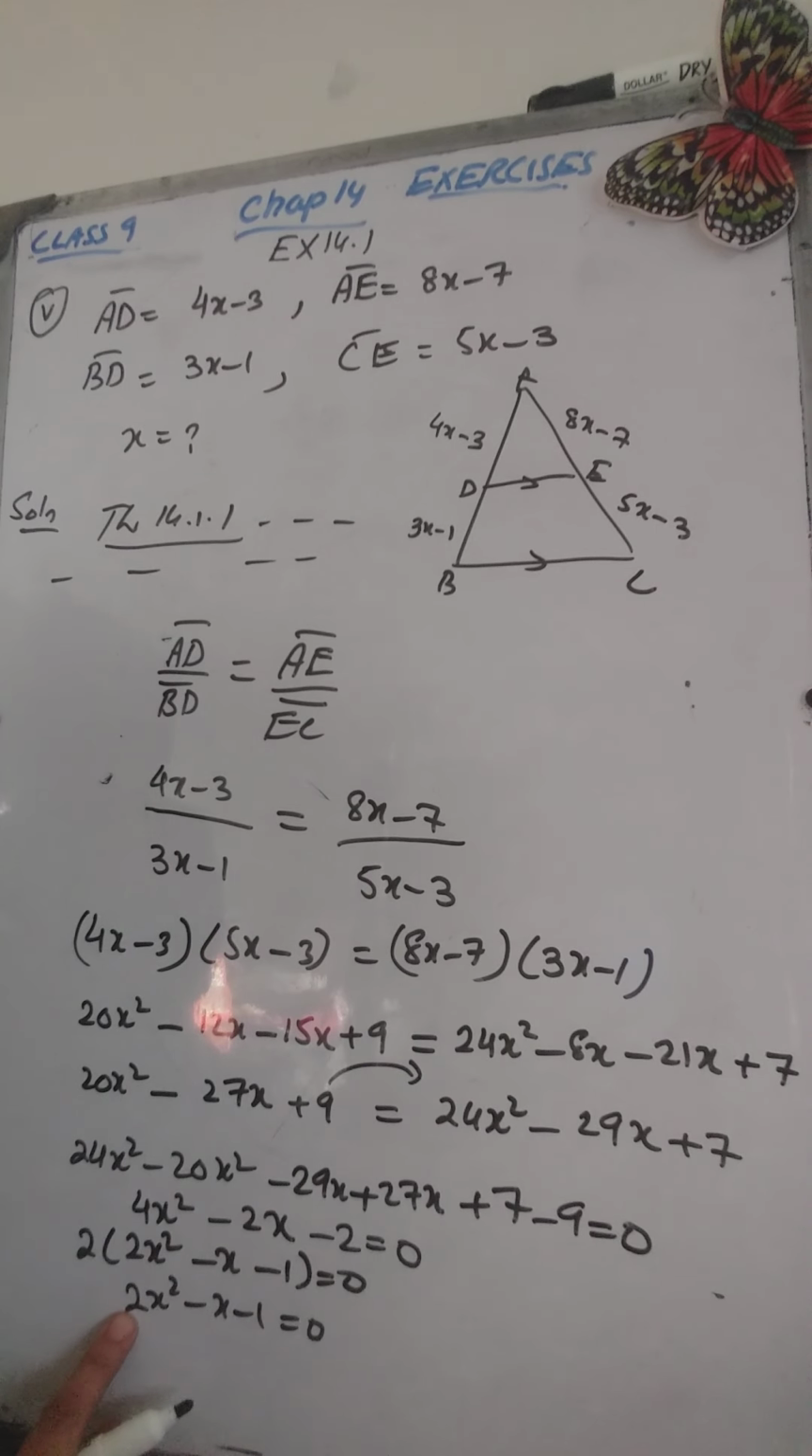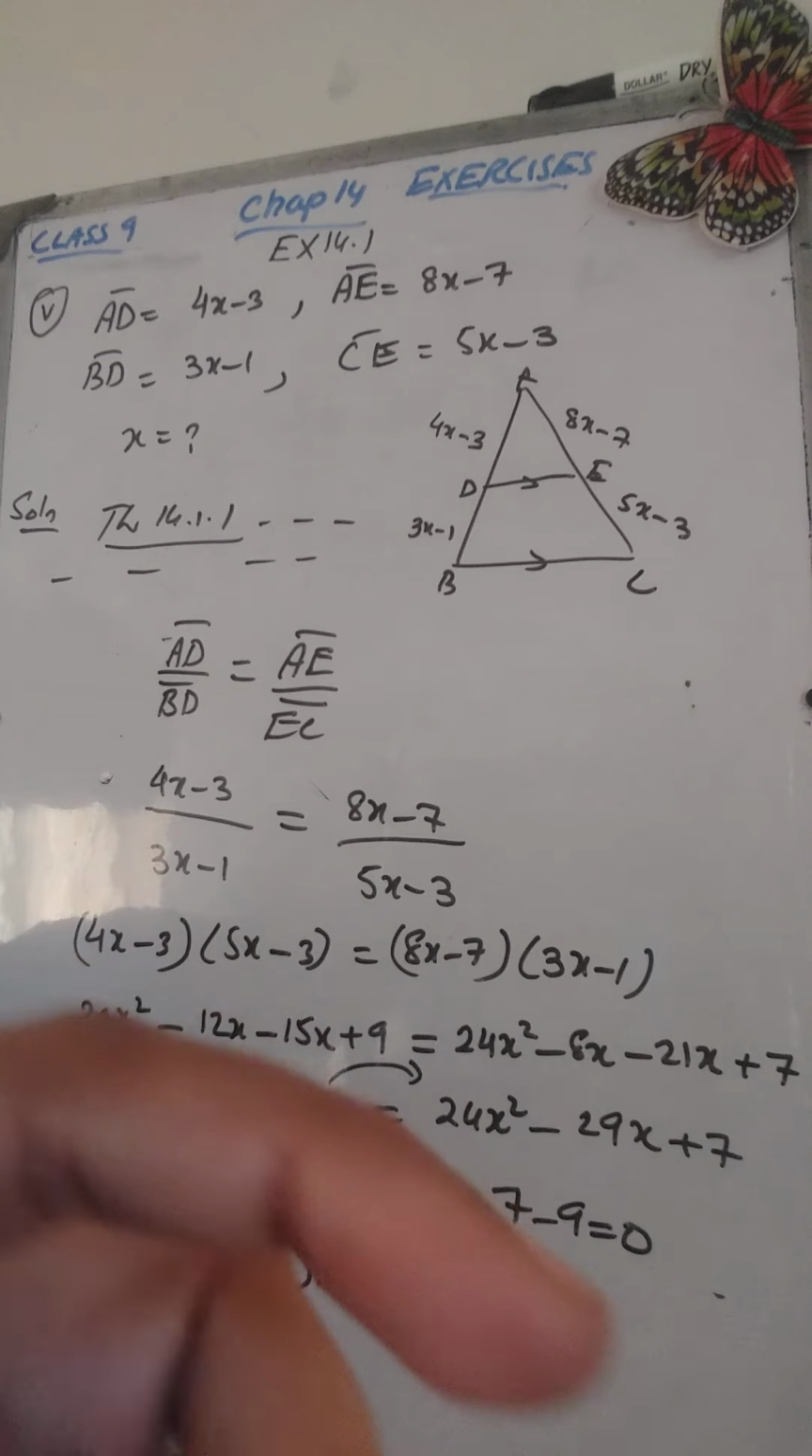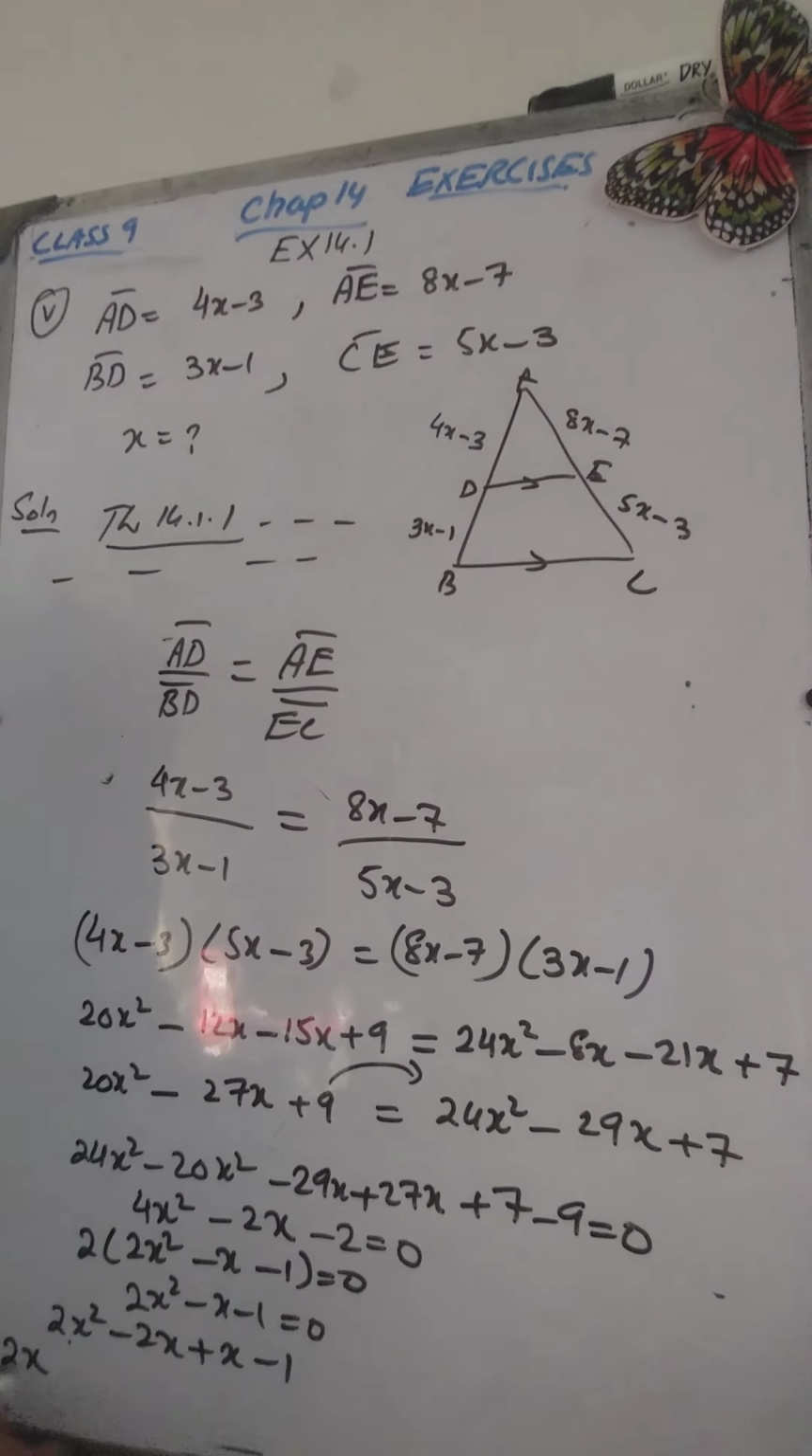Two numbers whose product is negative 2 and whose sum is negative 1 will be 2x square minus 2x plus x minus 1. Their product is negative 2 and addition of these two will give us negative x, because this is negative and this is positive. We have 2x minus x will be x, and we are going to put the sign of the greater number with the answer. So taking 2x common from this, we have x minus 1 plus x minus 1 equals to 0.